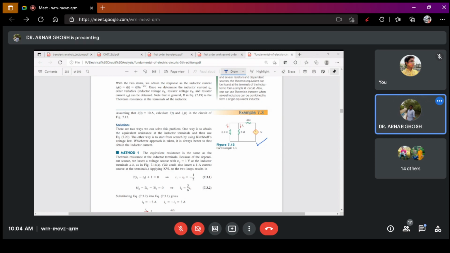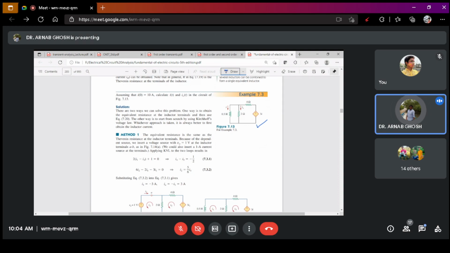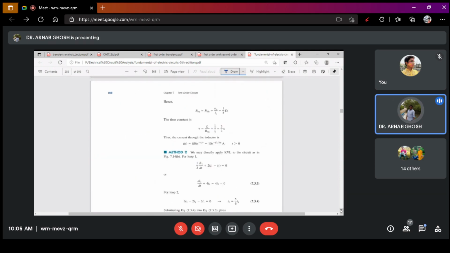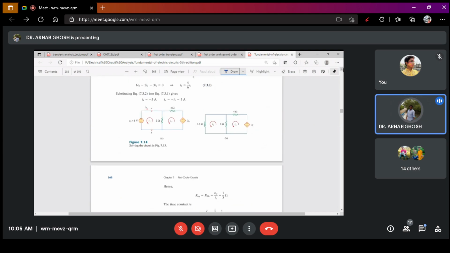Okay, see, I will discuss this problem with you. This might be a little tricky. This problem can be solved using two methods. One is by calculating the Thevenin's equivalent resistance and then applying the formula. The other, method 2, is to directly apply KVL in this circuit.